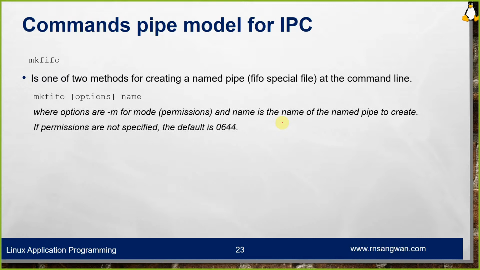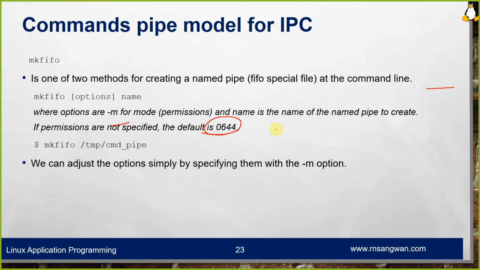The syntax is mkfifo, options and the name, where the option is -m for mode, that is permissions, and the name is the name of the named pipe to create. If the permissions are not specified, the default is 0644. We can adjust the options simply by specifying them with the -m option, like changing the permissions. For example, we are changing the permissions here using -m for this pipe.